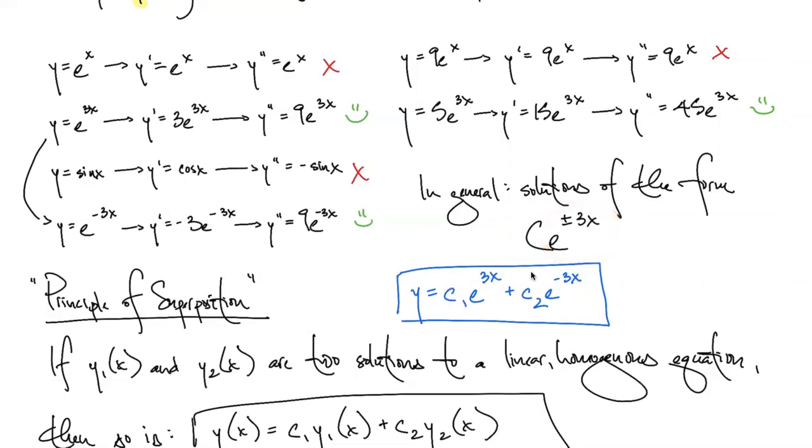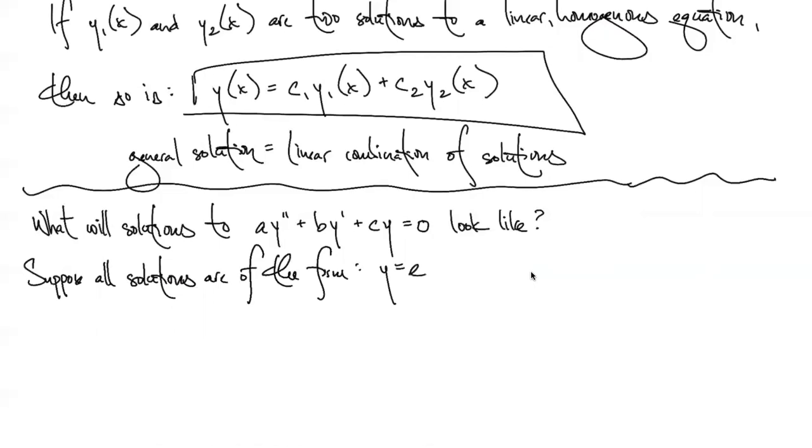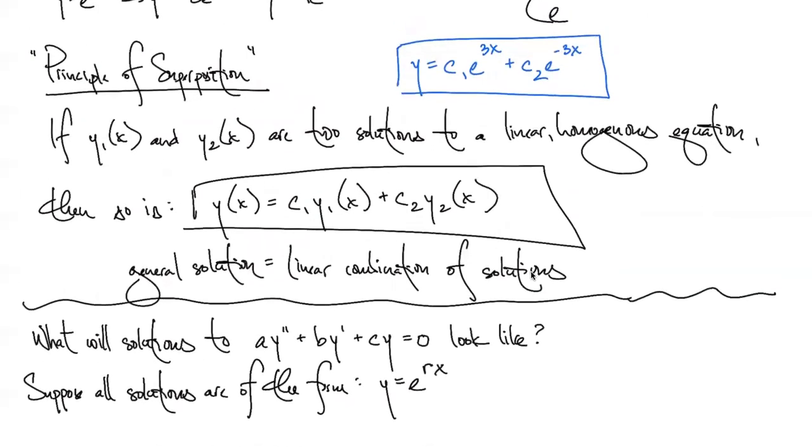Okay, that is my hypothesis. And so I'd like us to see if we can verify this. Suppose all solutions are of the form y equals e to the r. I'm going to call whatever's happening in the exponent r, so rx. In our question we had 3x, but now let's generalize it and call it rx.